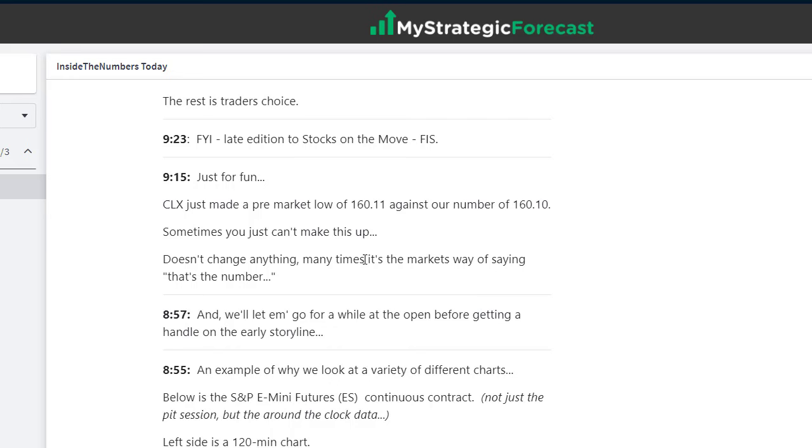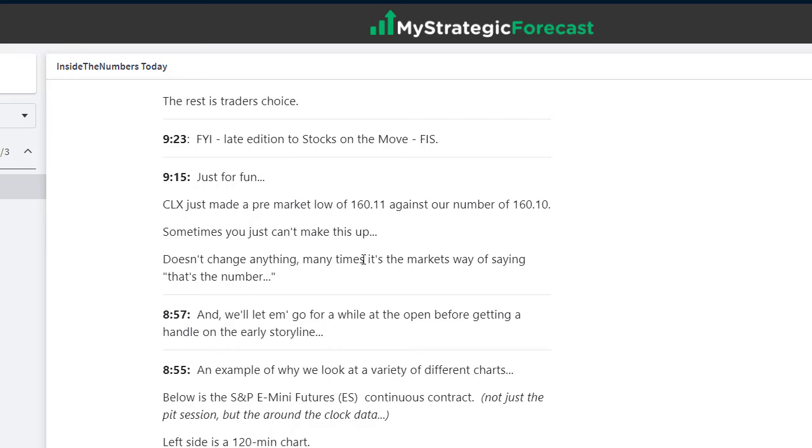How about this at 9:15? Just for fun, CLX, which was one of the stocks on the move, which we will circle back to later, but this is important. CLX just made a pre-market low of 160.11 against our number of 160.10.